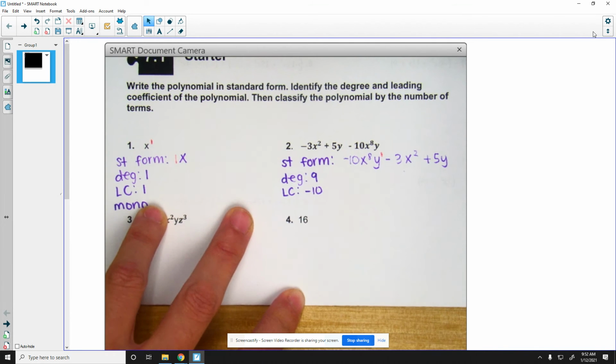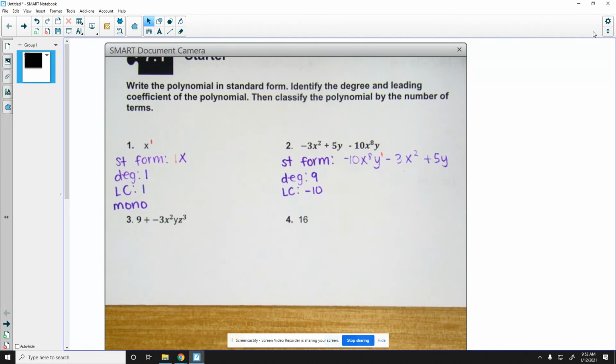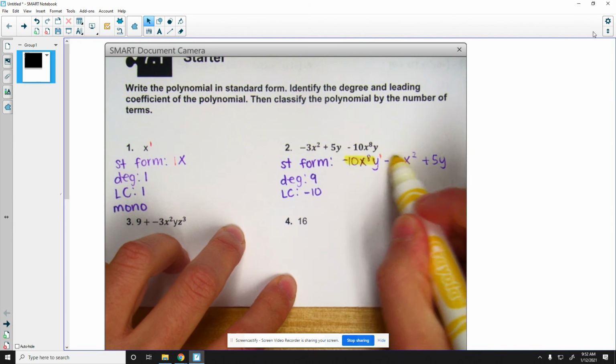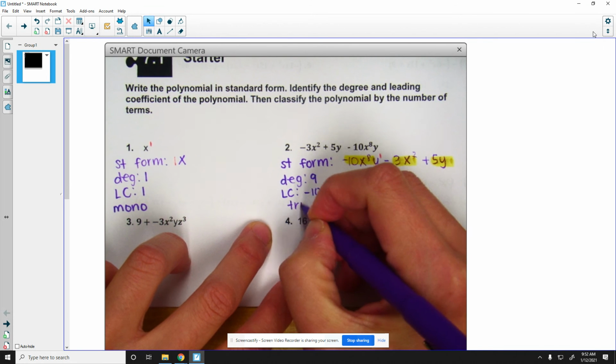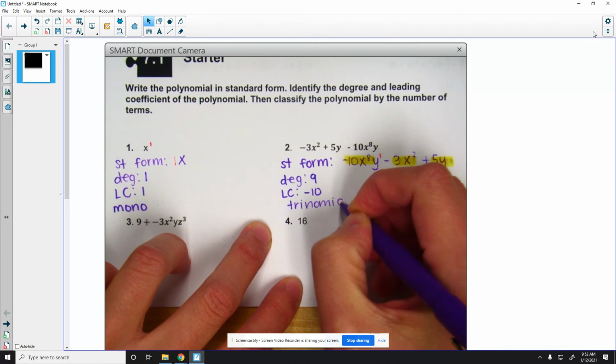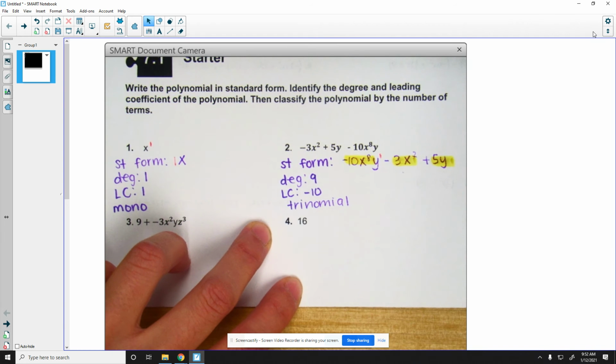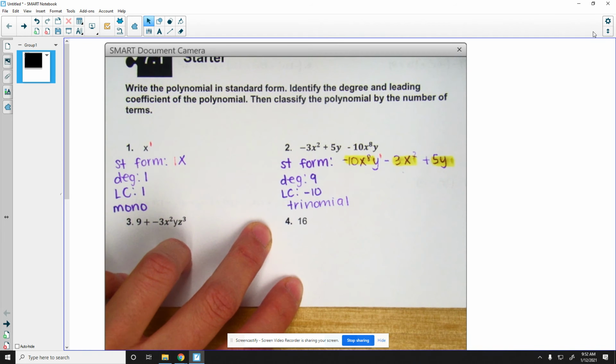Okay, finally, we have mono, bi, tri, poly. What do we think? Tri, right? You have 1, 2, 3 terms. You have 3 groups of numbers or letters. 3 means tri, so it's called a trinomial. And that's it.